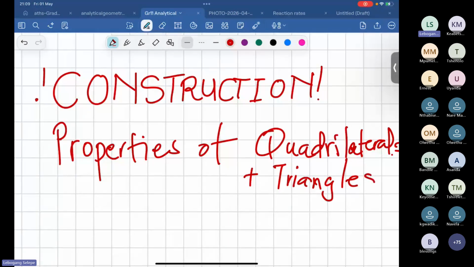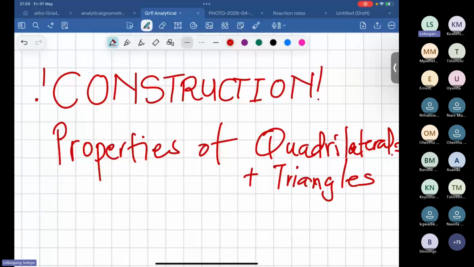So I am going to send you these properties on the group, and I'm going to expect you to know them as much as your examiner is going to expect you to know them for the exam, for that section, especially for grade 11 Euclidean analytical geometry. Quadrilaterals are a big part of that section, because they can tell you this is a quadrilateral, then that should give you ideas around what should be happening. So construction, keep that in mind. Properties of quadrilaterals and triangles, you need to remember them.